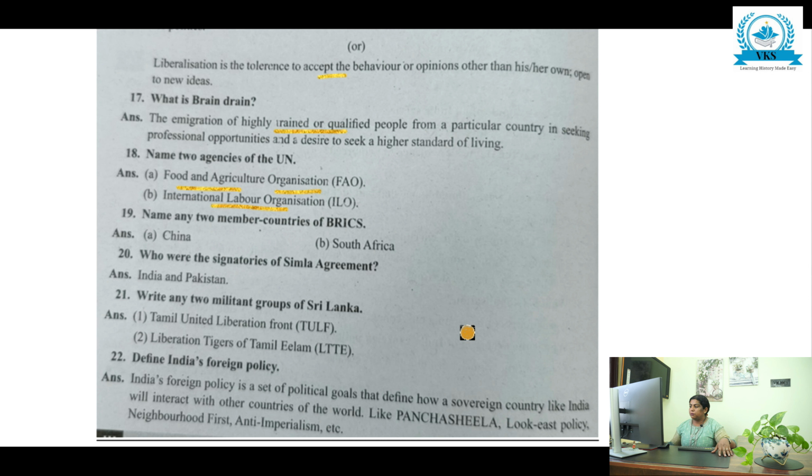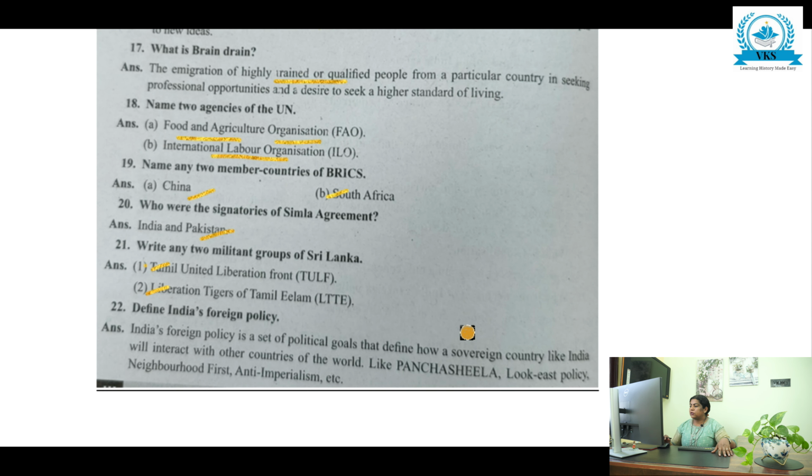Who were the signatories of Simla Agreement? India and Pakistan. Write any two militant groups of Sri Lanka: Tamil United Liberation Front, Liberation Tigers of Tamil Eelam. Define Indian's foreign policy. It is a set of political goals that define how a sovereign country like India will interact with other countries of the world, like Panchashila, that is anti-imperialism, etc.